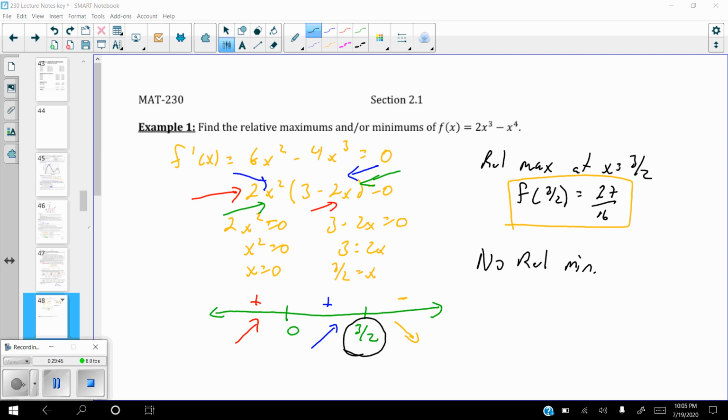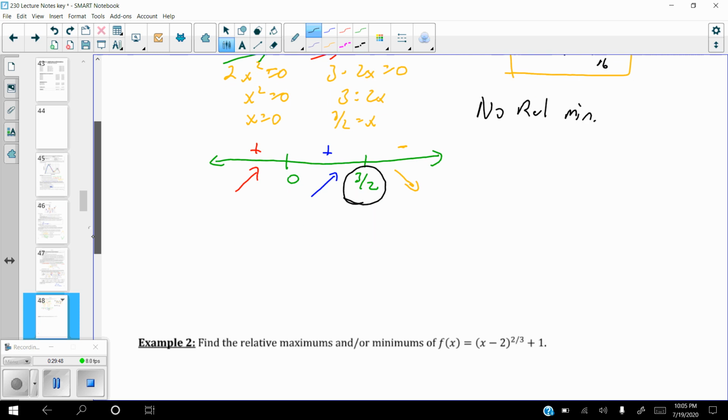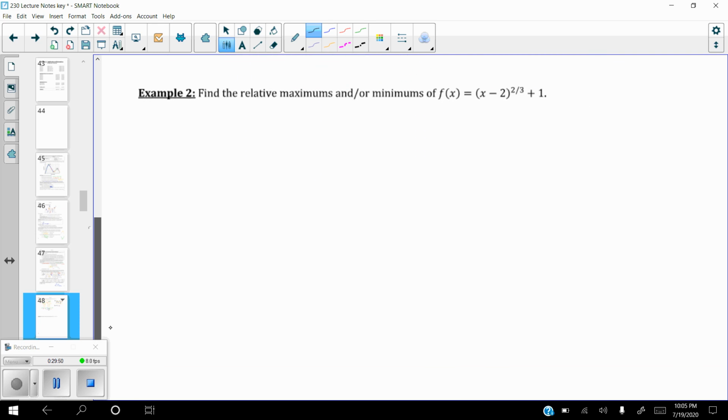All right, one more. This one is going to introduce something that we hadn't seen yet in the other ones. Okay, so we're going to find the relative max and min. So let's take our derivative. So f prime of x. Now, this one is going to incorporate a small chain rule, even though it really won't come into play. We bring the 2/3 out to the front, reduce 2/3 by 1, so now I've got negative 1/3. And then I have to multiply that by the derivative of the inside, which is just 1. So that was kind of our chain rule.